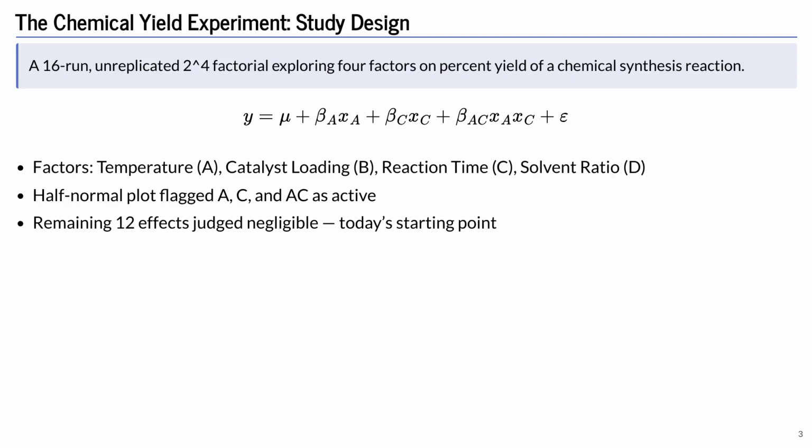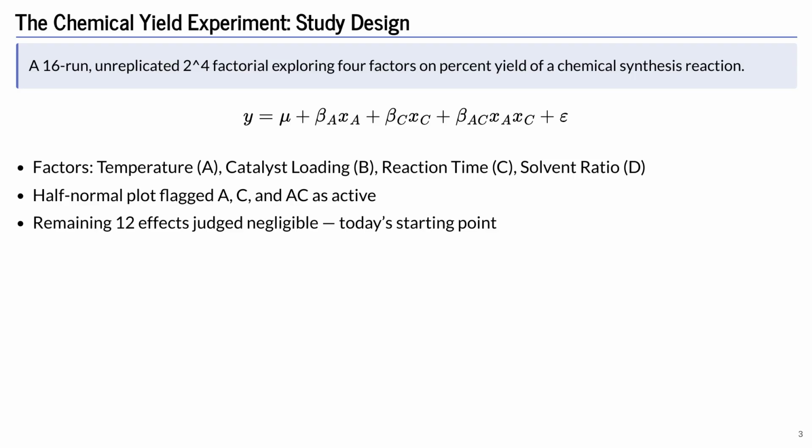Before we dive into the mechanics, let me make sure the experimental context is sharp in your mind, because every number we compute today lives inside this study. We ran 16 experiments, a full 2 to the 4 factorial, varying temperature, catalyst loading, reaction time, and solvent ratio. The response is % yield of a chemical synthesis reaction. No run was replicated, which means the data contain no pure error. That is the central challenge.